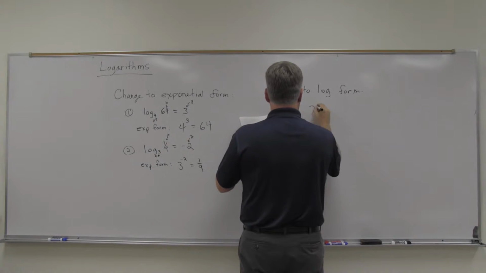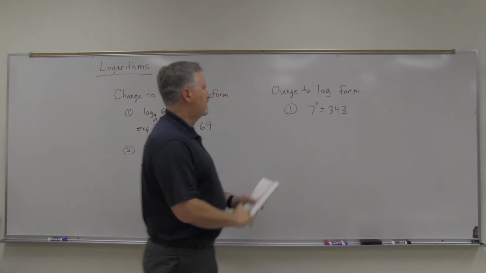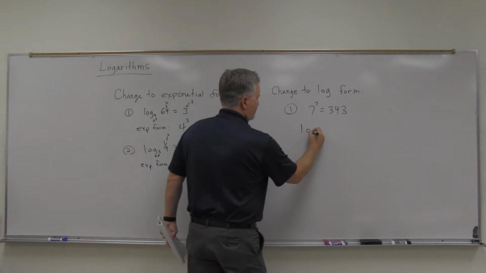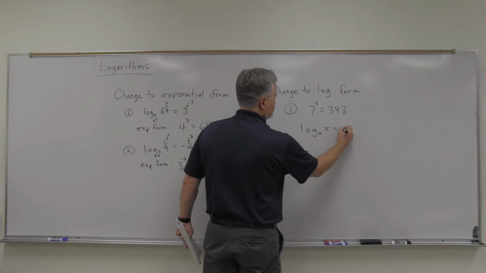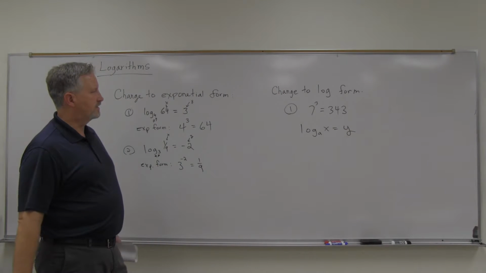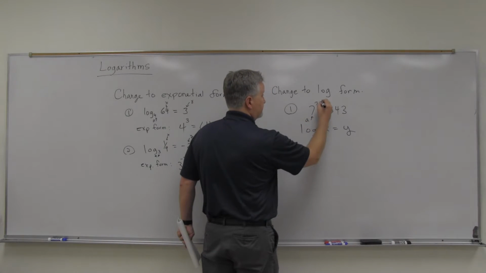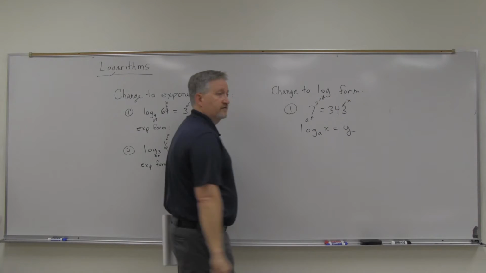And that's number 1. 7 cubed equals 343. And so I want to write that as log base a of x equals y. So what's the a, what's the x, and what's the y here? A is 7. What's the 3? The y. That's the y, and this over here is the x, isn't it?